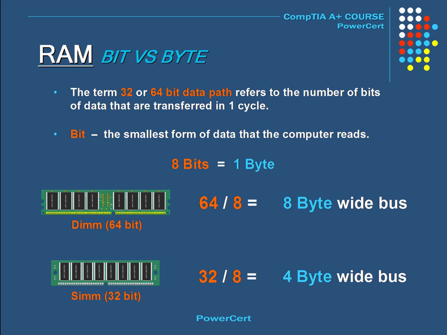So that's why DIMMs are faster than SIMs. Now this information will be useful in an upcoming lesson on how we determine the exact bandwidth of memory modules.